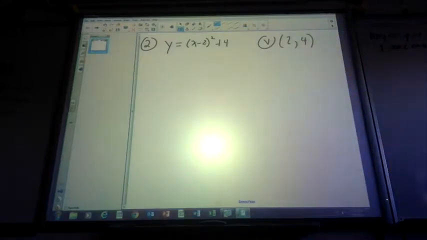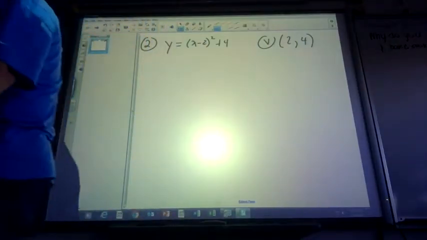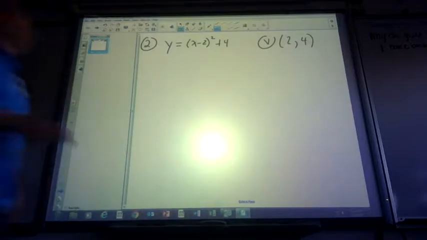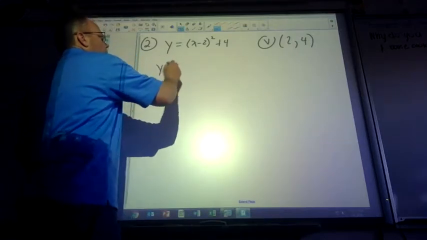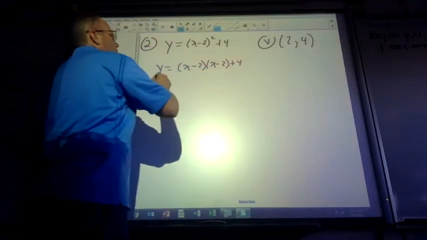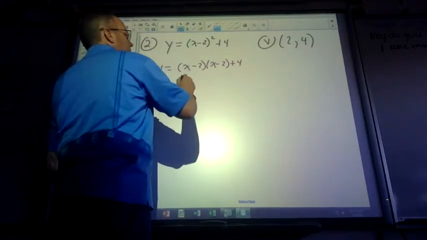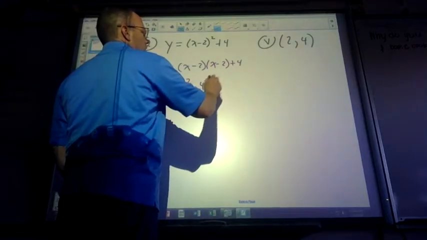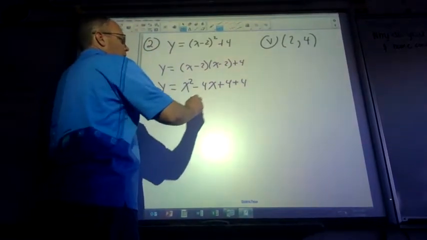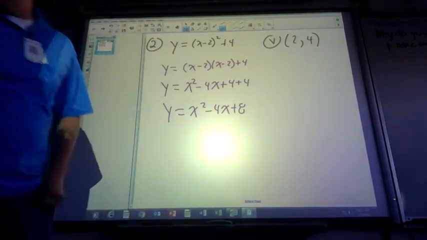Yay? And then they want us to put it in standard form, which is sometimes called, I forget what they call it, general form. So standard form means we would need to multiply this out. I think it's 157. Yes, 157. So if I multiply this out, I get x squared minus 4x plus 4 plus 4. So then it gives me x squared minus 4x plus 8. I think I did that right.